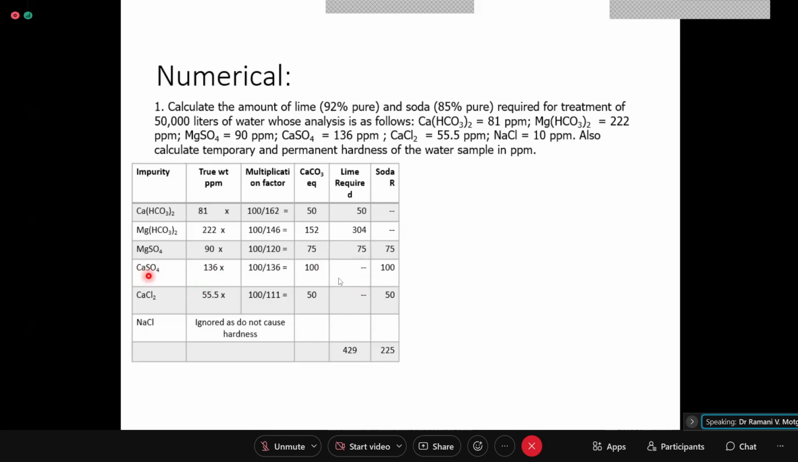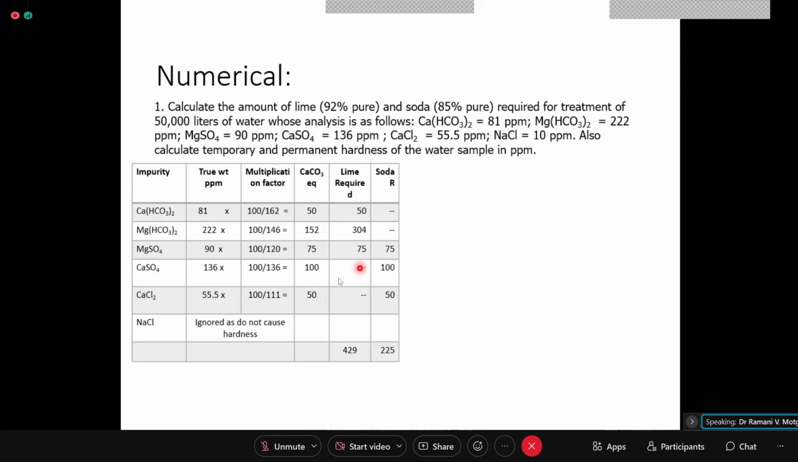But this is removed by soda Na2CO3 and it will form CaCO3. You can immediately remember those reactions. So there won't be anything here in the lime required column, but equivalent quantities of soda are required for its removal. Things are clear? Similarly, calcium chloride is a calcium permanent hardness which is not removed by lime but is removed by equivalent quantities of soda. That is why 50, that is the CaCO3 equivalents, is written in the soda required column.